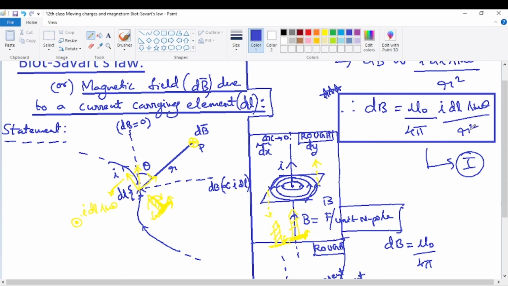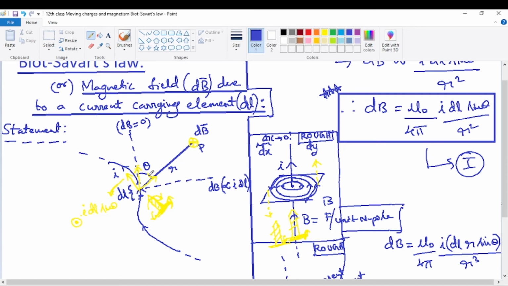So I'm multiplying numerator and denominator with r. Then it will become I dl r sin θ by, already r squared is there, and the denominator multiplied again with r means it will become r cube. Now just observe here, this is very important. In this, dl is a vector, r is a vector, and θ is what? The dl vector is in the direction along the axis, the dashed line here, and the r vector is in this direction.